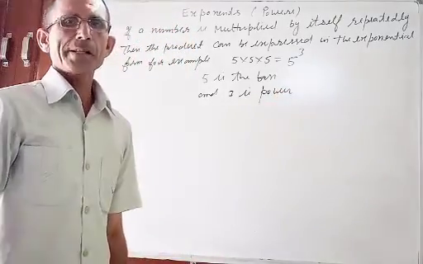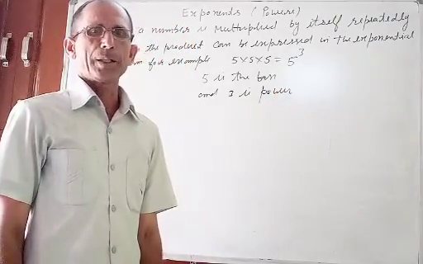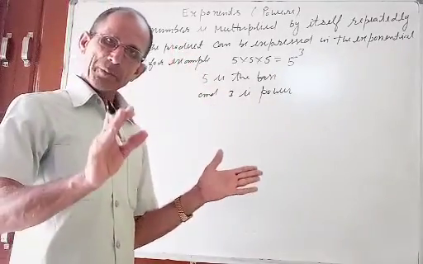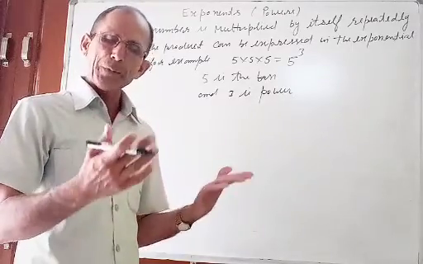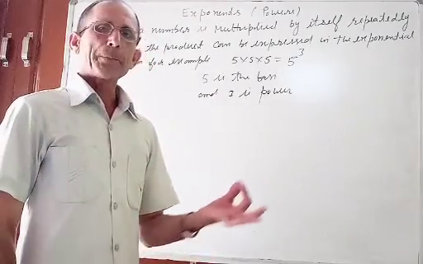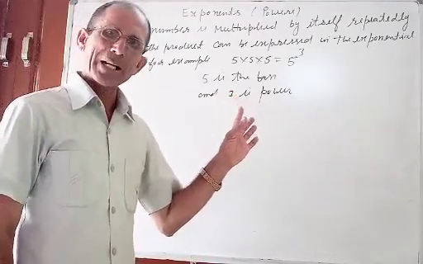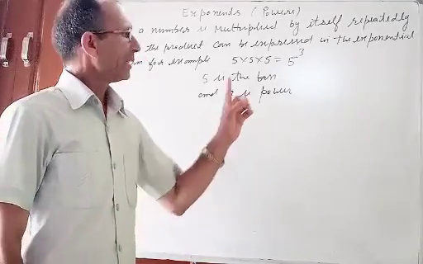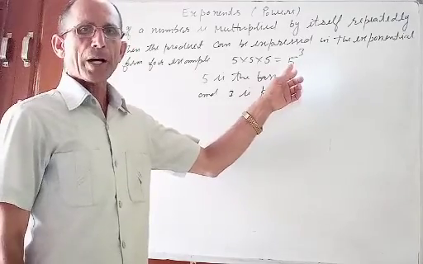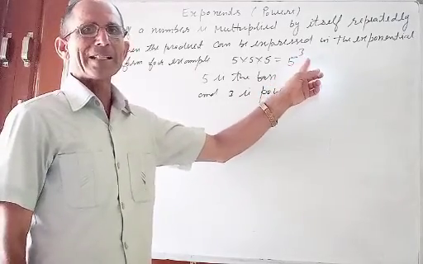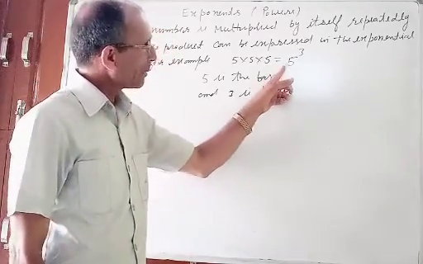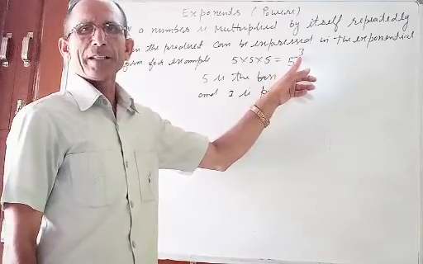Pay attention, very easy chapter, and I hope you will understand properly. Once again, I am repeating: if a number is multiplied by itself repeatedly, the product will be in exponential form. 5 multiplied 3 times, so 5 is to the power 3. So 5 is the base and 3 is the power. It means 3 is the exponent. Have you understood? So 5 is base and 3 is the exponent.